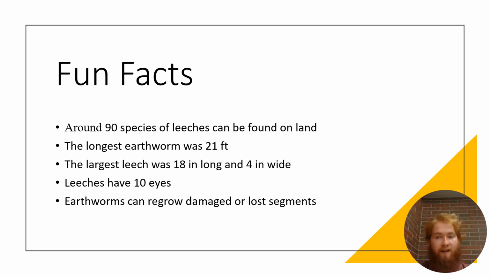Leeches also have 10 eyes, but poor eyesight because those eyes are used to detect light and motion instead of to see kind of like what we do. And then finally, earthworms can regrow lost or damaged segments, which is part of their asexual reproduction.